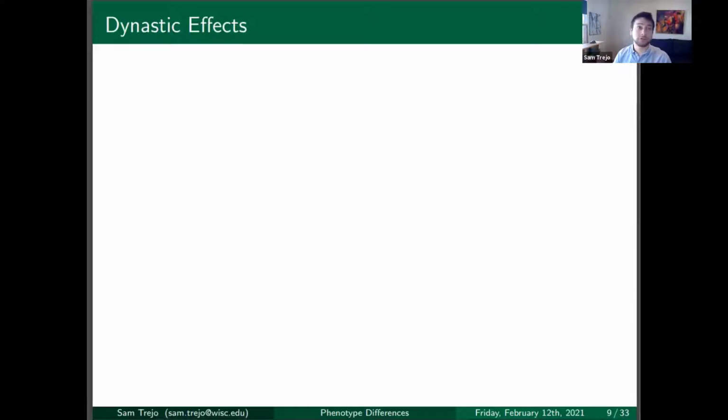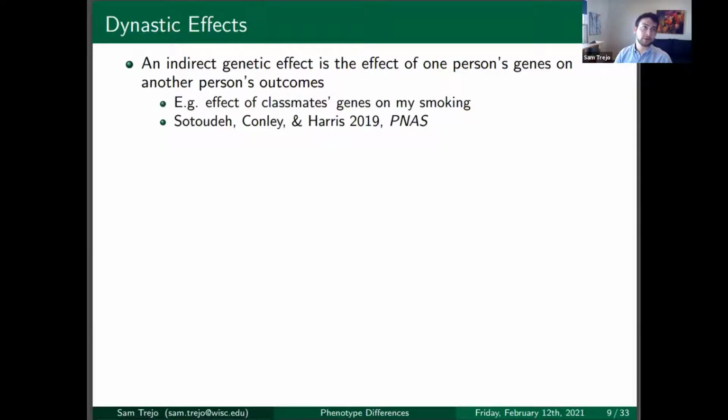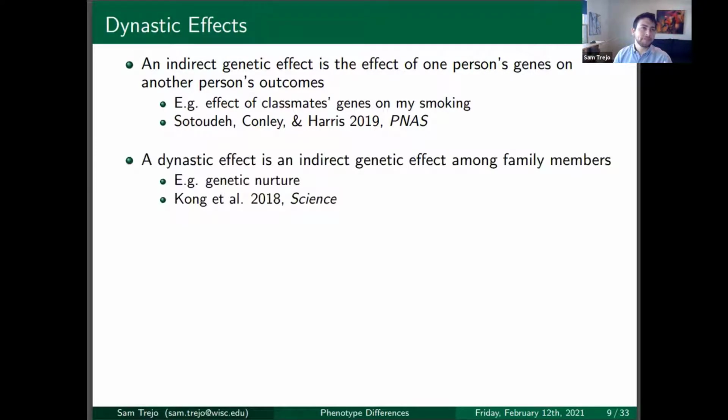The other thing that I think is an issue here is dynastic effects. A dynastic effect is a kind of indirect effect. An indirect genetic effect is the effect of one person's genome on another person's outcomes. For example, this was a paper published in PNAS on the effects of classmates' genes on my smoking, or someone in the study smoking. But a dynastic effect is just a particular kind of indirect genetic effect.